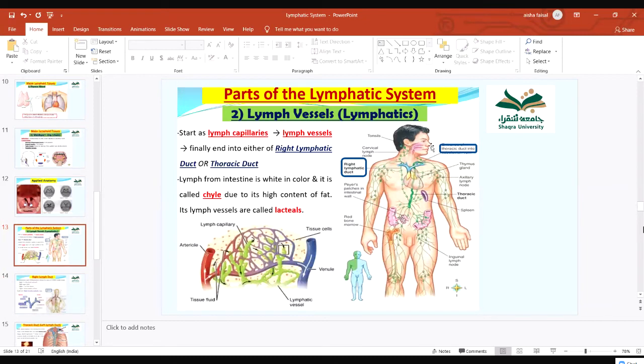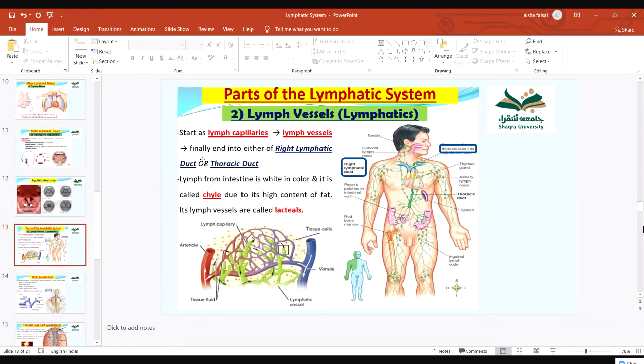Now, lymphatic vessels, or lymphatic channels, take your lymph back towards the heart. They start as lymphatic capillaries. There are many capillaries that come from different sites to form lymphatic vessels, and finally these large lymphatic vessels open into either the right lymphatic duct or the thoracic duct.